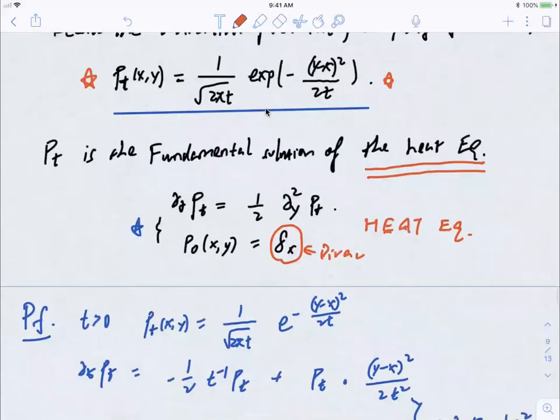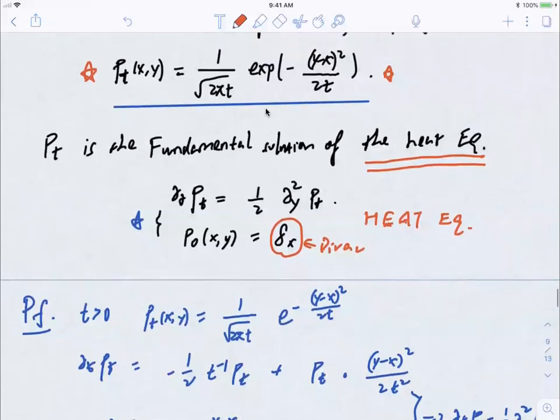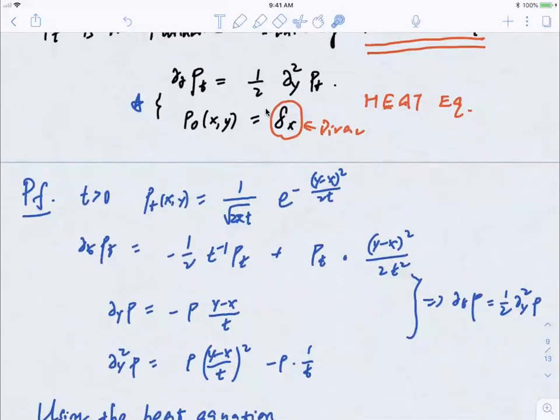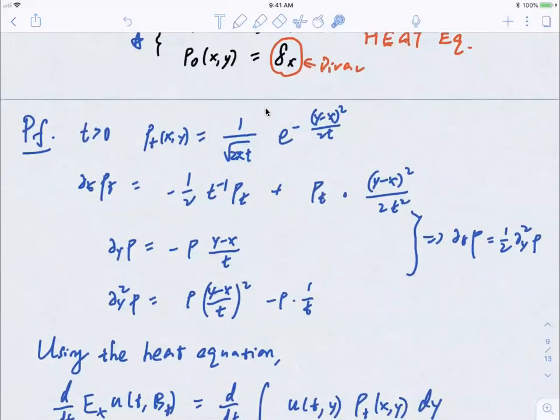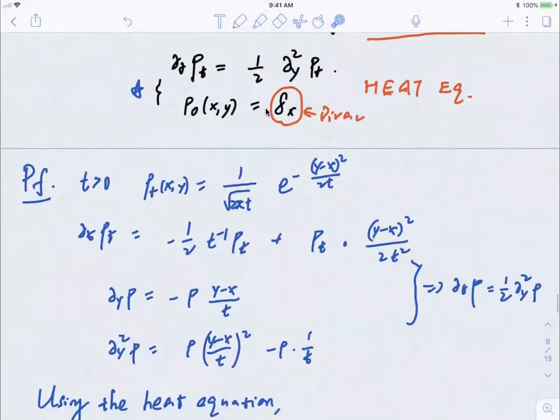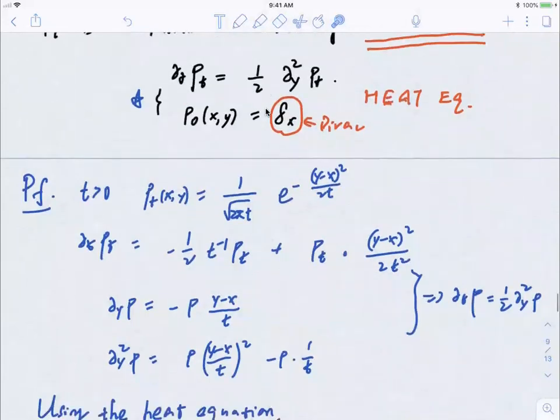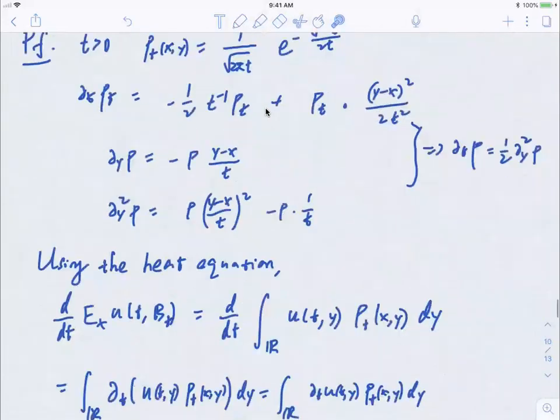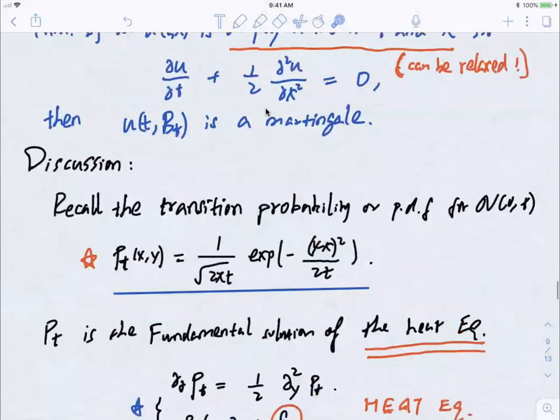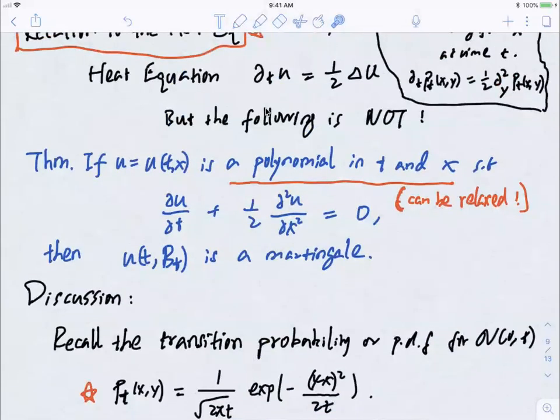You can check that this Pt(x,y), the density function, really solves the heat equation. It's an easy check, but I suggest you do that. Just check here. So this Pt is a fundamental solution of the heat equation. Here we want to show a theorem. It's a general theory.